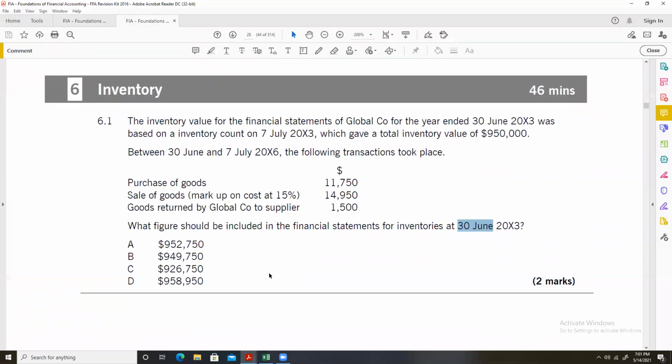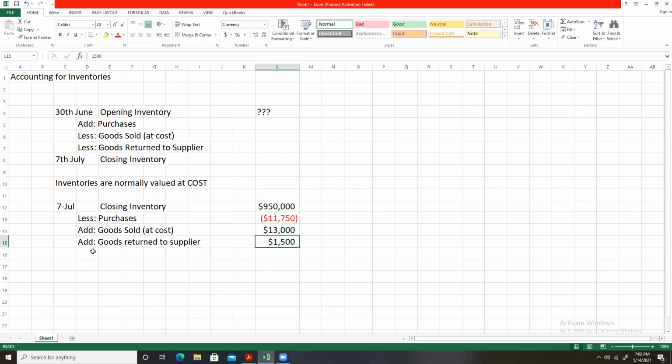Now, it looks like I have accounted for all the three transactions. Now, let's just find out the answer. What was the opening inventory on 30th June? Let me find out.